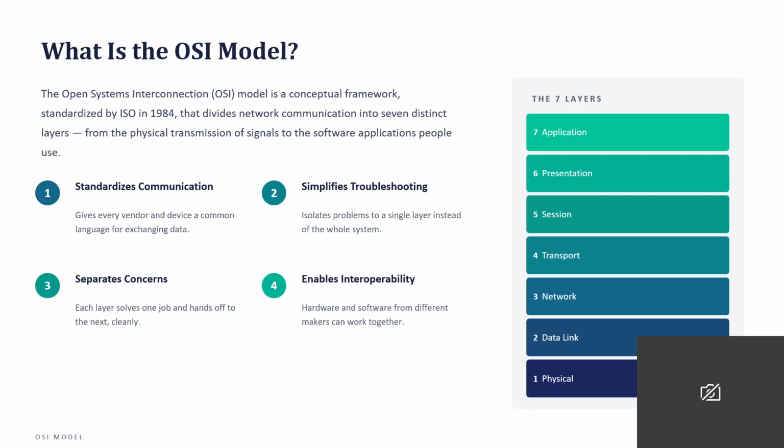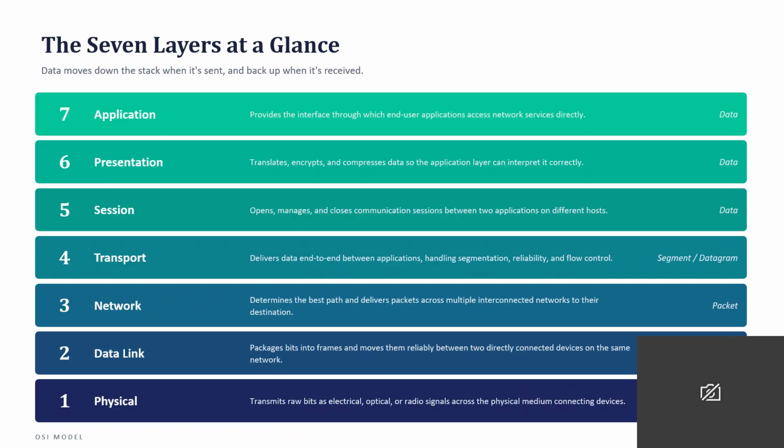Coming to the next slide, that is what is the OSI model. OSI model means Open System Interconnection Model. It was developed by ISO in 1984. ISO means International Standard Organization. Coming to the next slide, that is 7 layers. Those 7 layers are application layer, presentation layer, session layer, transport layer, network layer, data link layer, and physical layer.